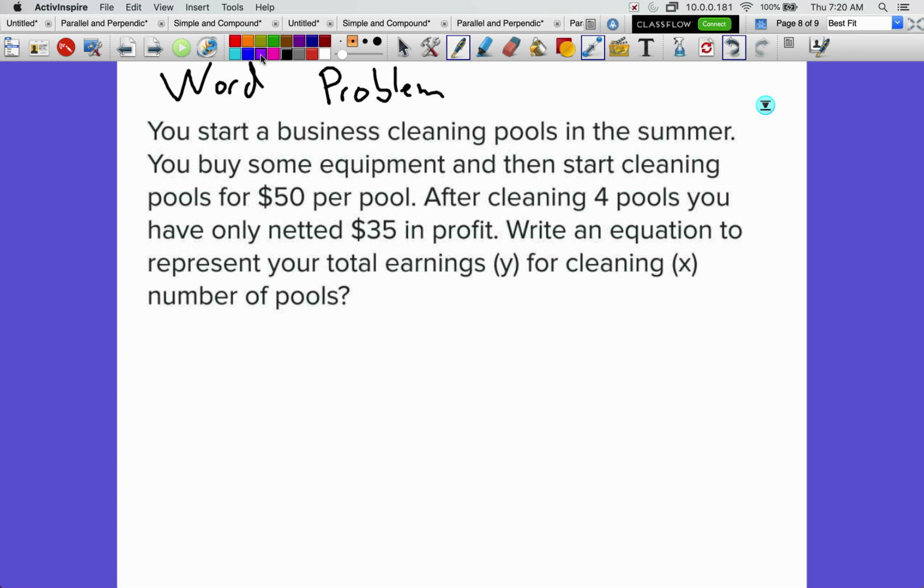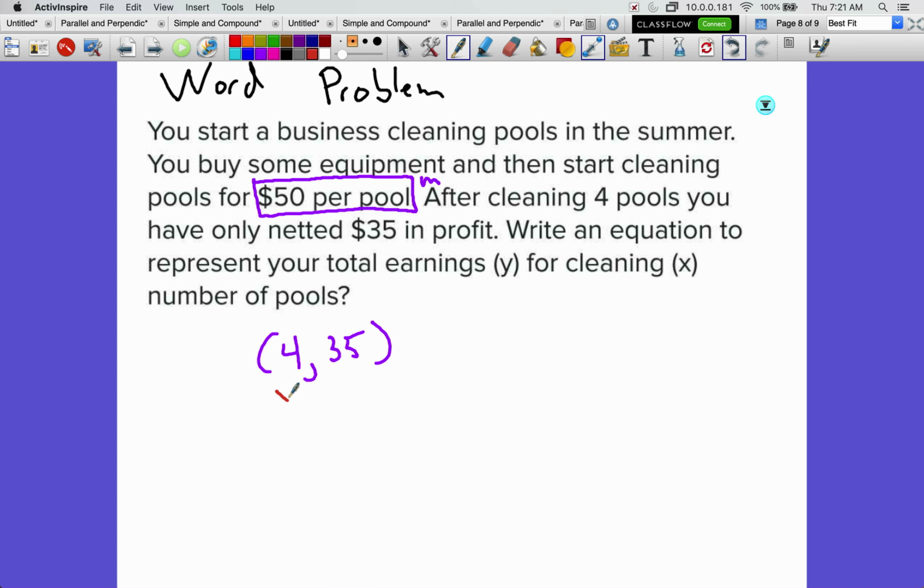So a few things to pull out here. The $50 per pool, that is our rate of change. Anytime you see that word per, that tells you that each time you're moving 1 to the right on your graph, you're moving this amount up or down. So this has got to be our m value. Now, they give us this fact that after cleaning 4 pools, we have $35 in profit. So that gives us an ordered pair, 4, 35. All right, because x is supposed to be number of pools, y is supposed to be earnings, so 4, 35.